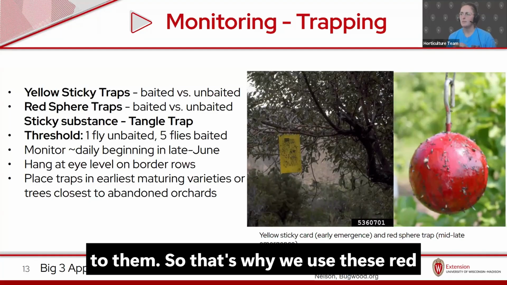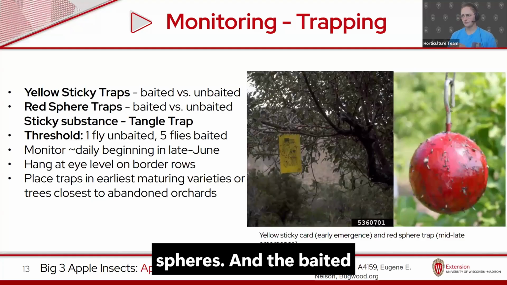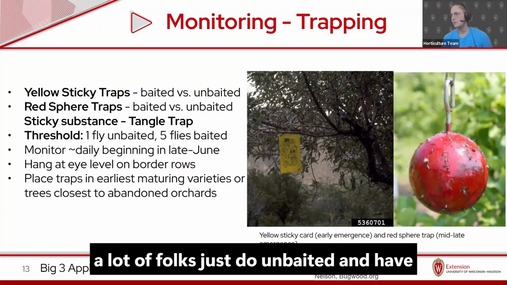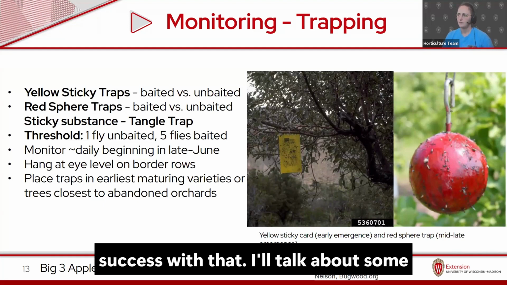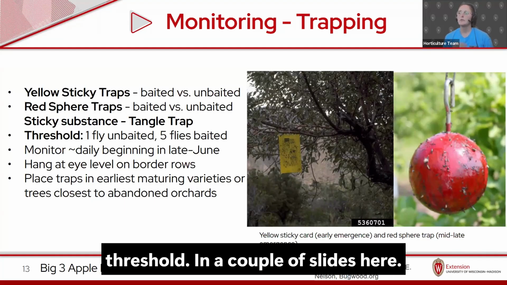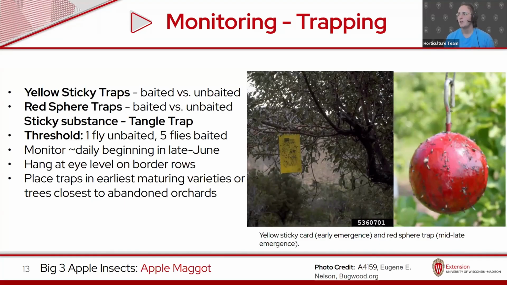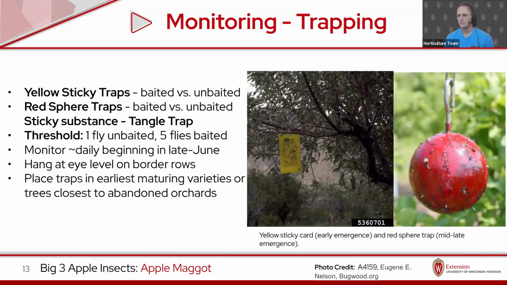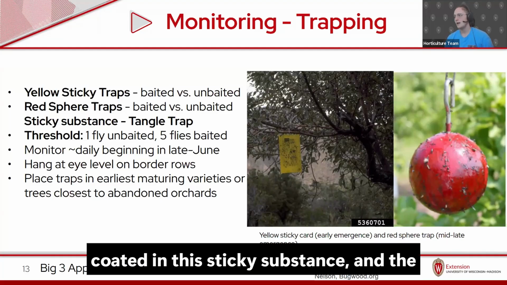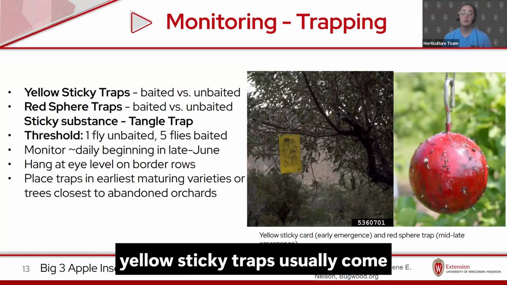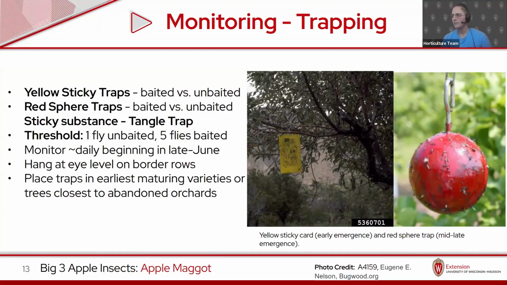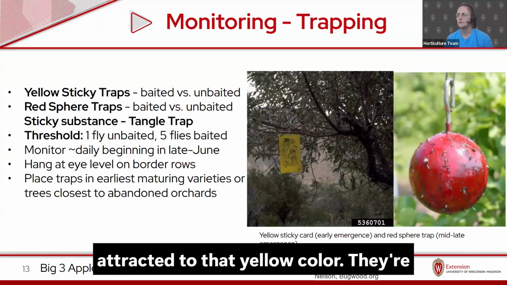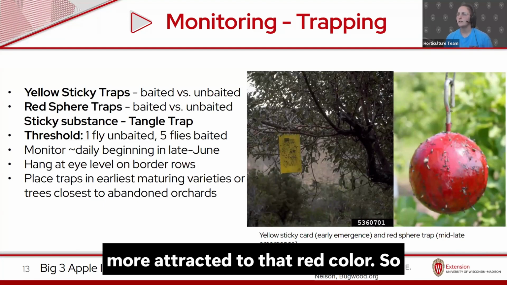It's visually appealing to them. So that's why we use these red spheres. And the baited traps have that apple essence. Otherwise, a lot of folks just do unbaited and have success with that. I'll talk about some of the key differences in terms of threshold in a couple slides here. The reason these work is because both are coated in this sticky substance. The yellow sticky traps usually come pre-coated, which is kind of nice, but lose effectiveness as the females begin laying eggs. They're not quite as attracted to that yellow color. They're more attracted to that red color.